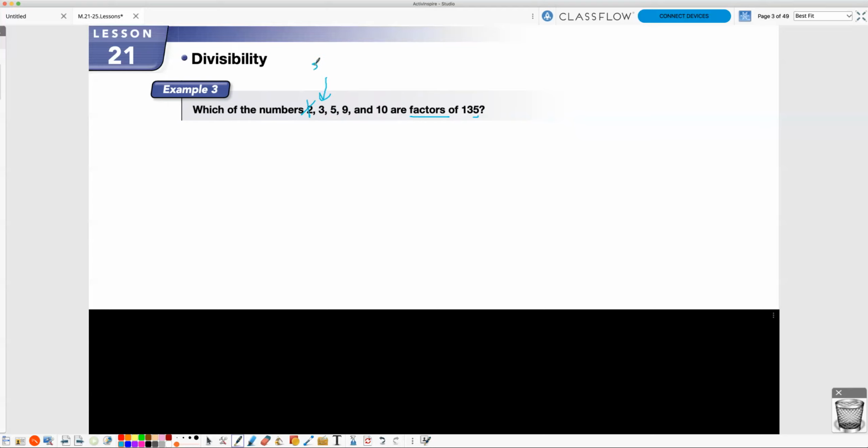The sum of the digits is divisible by 3 if I'm looking at 3 for the test. So let's see if that works. The sum is 1 plus 3 plus 5, sum of the digits. So 1 plus 3 plus 5 equals 9. 9 is divisible by 3, therefore 3 is one of them.